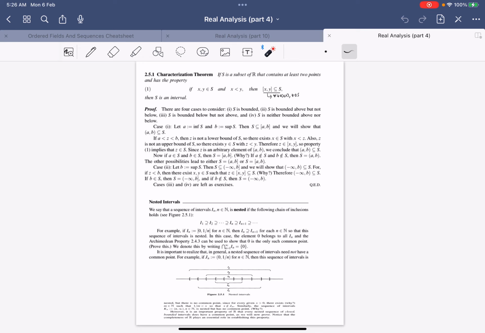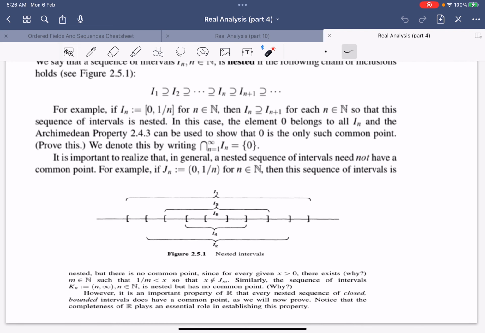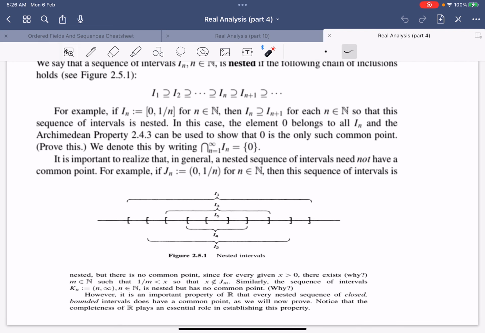What we want to characterize now is something known as a nested interval. Now that we know what an interval is and how we want to characterize them, a nested interval is just a sequence of inclusions. The first interval will be the largest. We can see this diagram to have a better overview.